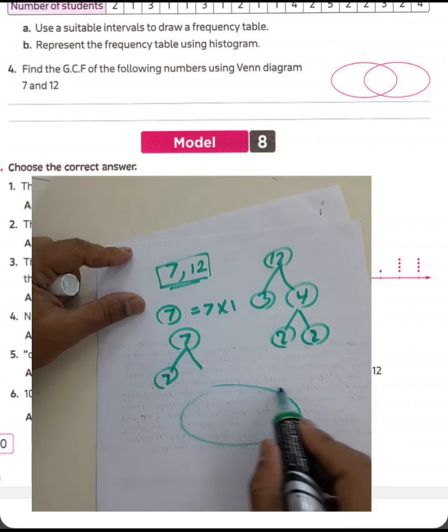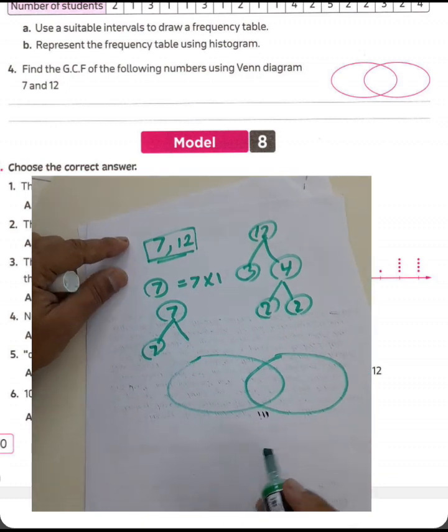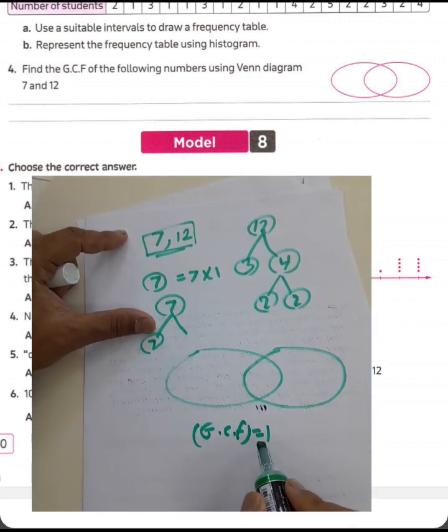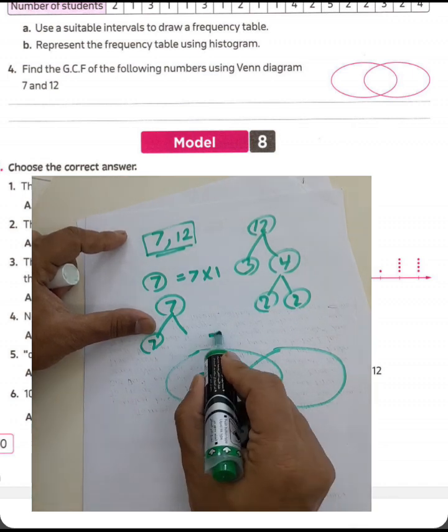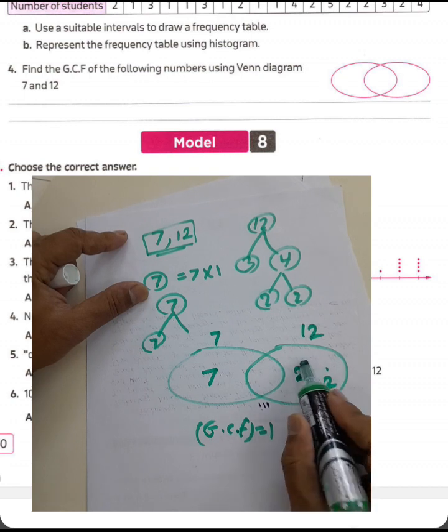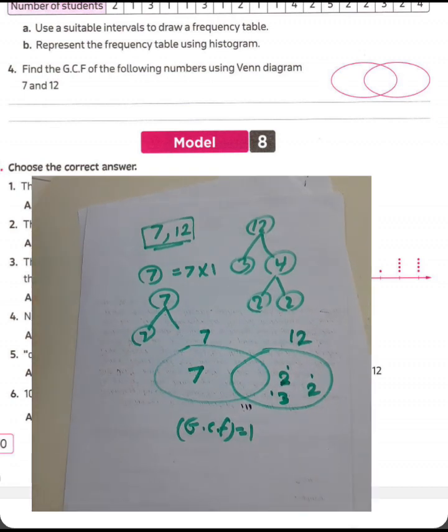Then draw the Venn diagram here. We don't have a common number in this part, so the greatest common factor between them will be equal to 1. We have here the number 7, and the number 12, which is 2 times 2 times 3. Okay, understood? 7 and 12, we call relatively prime numbers because the common factor between the two numbers equals 1.